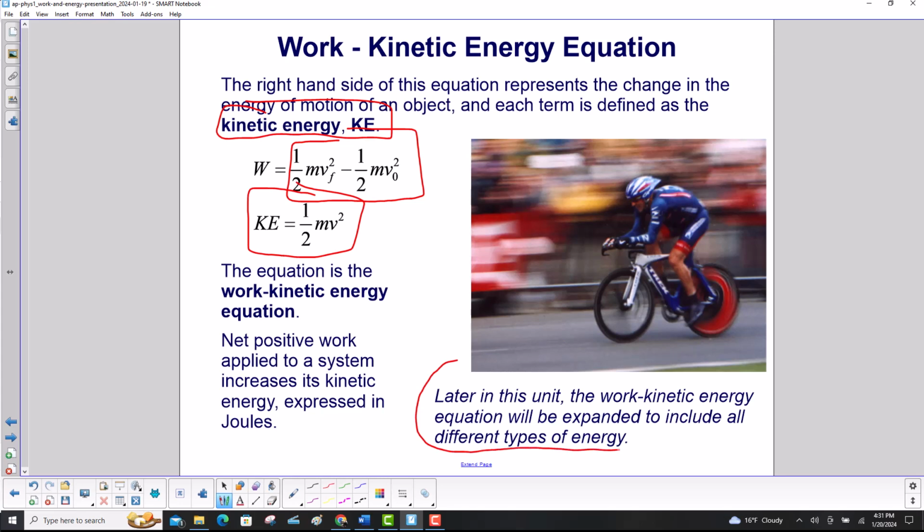Now this is a key point here. Later in the unit, the work kinetic energy equation will be expanded to include all different types of energy, not just kinetic energy.